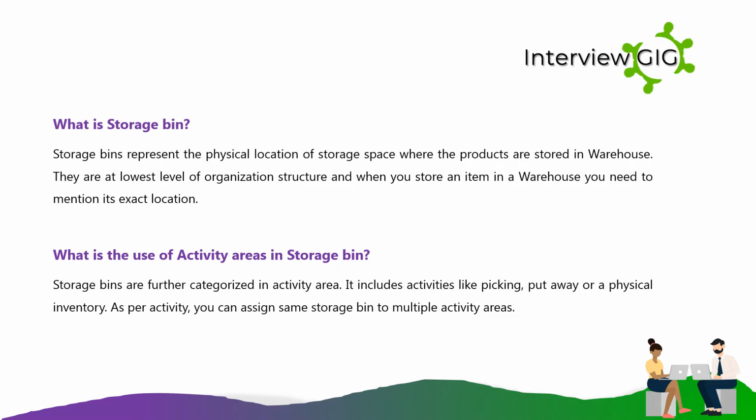What is a storage bin? Storage bins represent the physical location of storage space where the products are stored in the warehouse. They are at the lowest level of the organization structure, and when you store an item in a warehouse you need to mention its exact location. What is the use of activity areas in a storage bin? Storage bins are further categorized in activity areas. It includes activities like picking, put away, or a physical inventory. As per activity, you can assign the same storage bin to multiple activity areas.